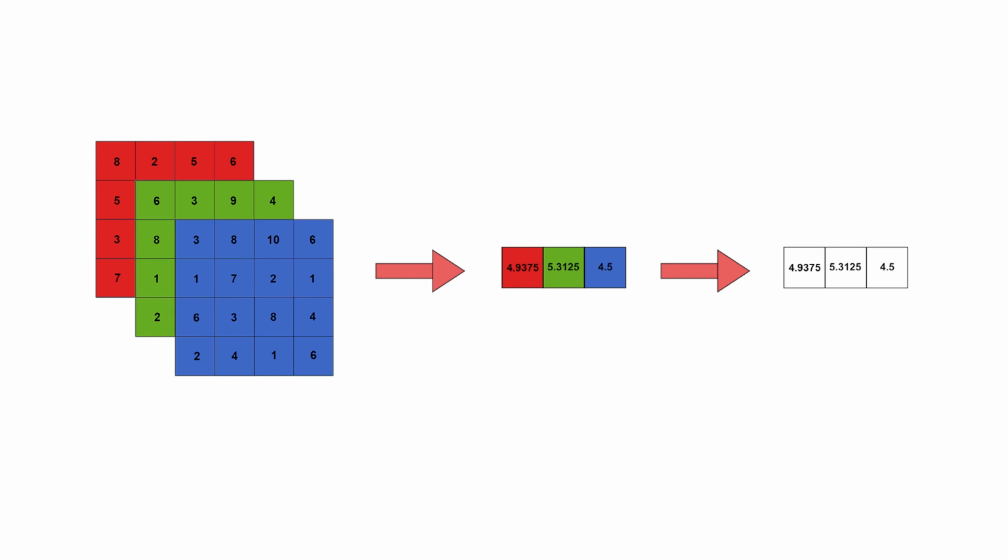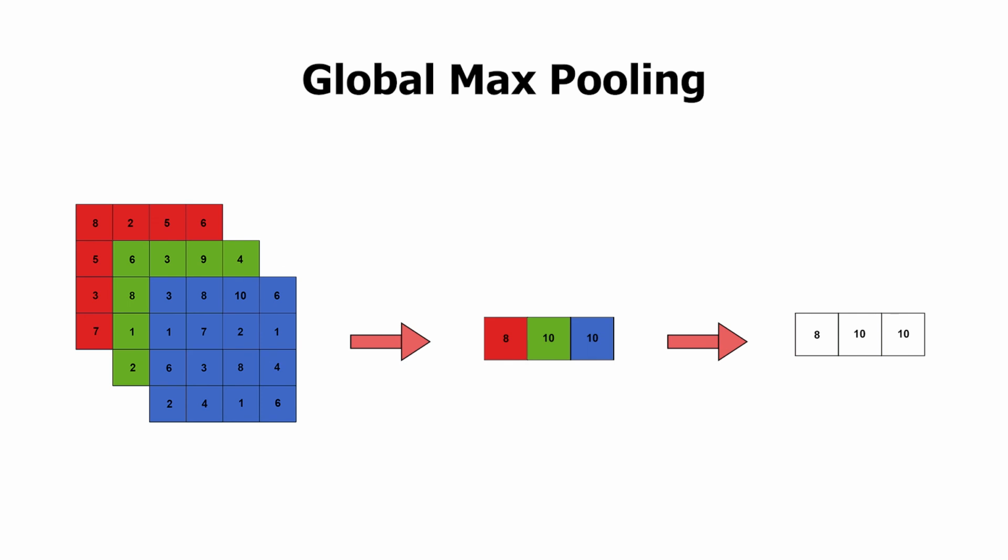Another type of global pooling is the global max pooling. Global max pooling is similar to the global average pooling. The only difference is that instead of taking the average we take the maximum value of the window.